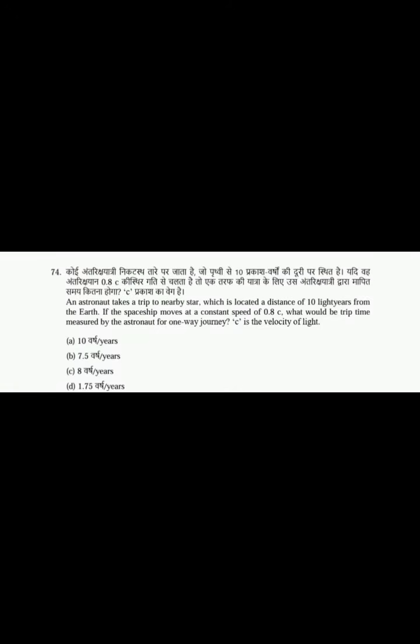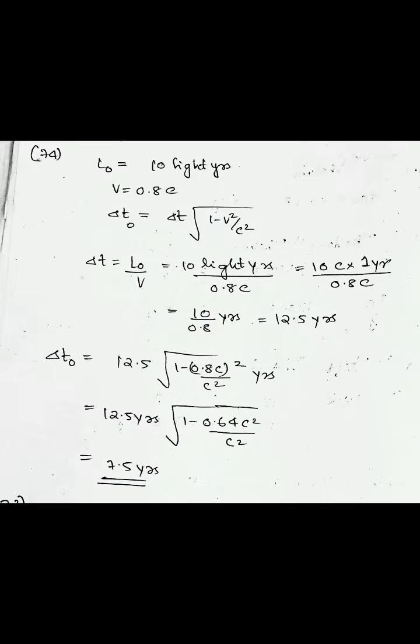Next question is, an astronaut takes a trip to a nearby star which is located a distance of 10 light years from the earth. If the spaceship moves at a constant speed of 0.8 c, what would be the trip time measured by the astronaut for one-way journey, where c is the velocity of light? So here L0 is equal to 10 light years, V is equal to 0.8 c.